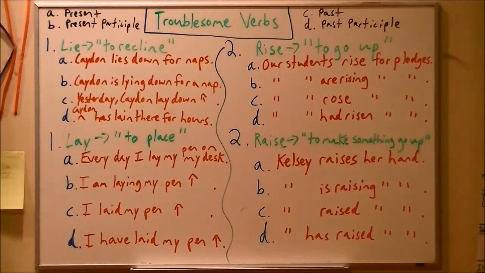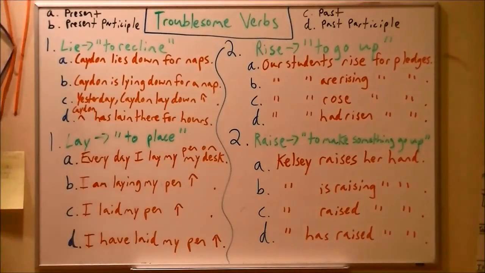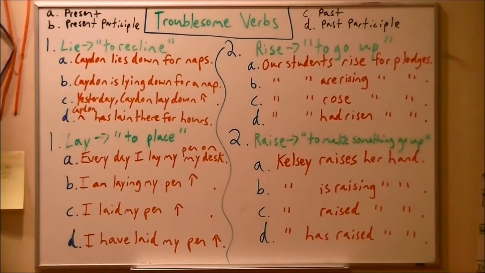To lie means to recline, whereas lay means to place, to put, or to set, S-E-T, something. By the way, that's another one that we're going to discuss, the difference between sit, S-I-T, and set, S-E-T. Very similar with these two. To lie means to recline, whereas to lay means to place, as in an object somewhere.